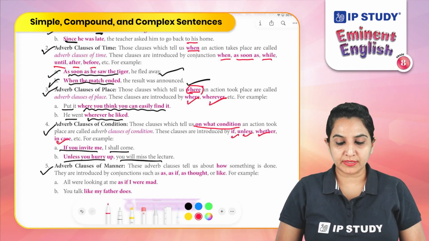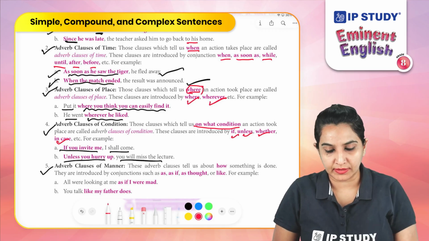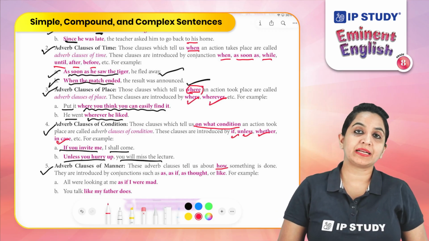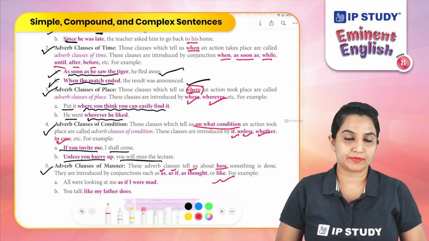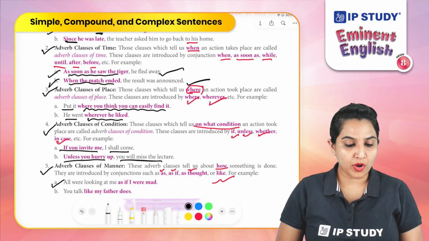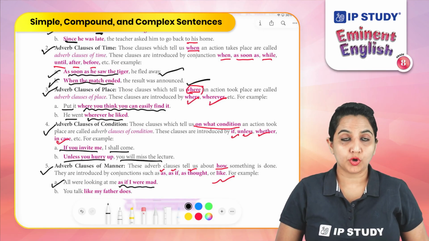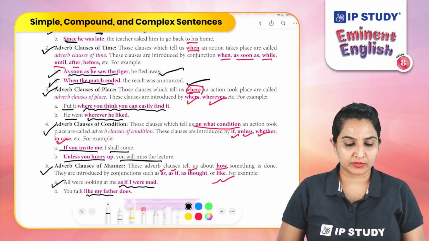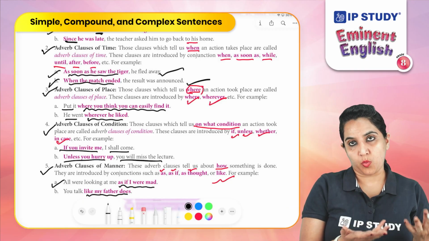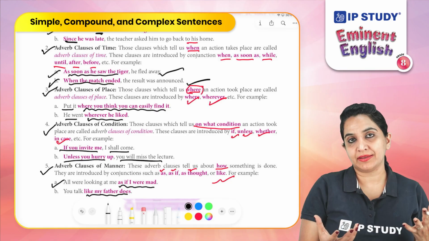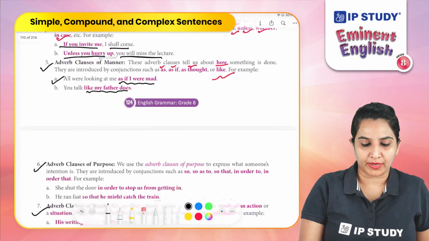Adverb clauses of manner tell us how something is done, in what manner something is done. And they are introduced by conjunctions as if, as though, or like. So, all were looking at me as if I were mad. You talk like my father. So this describes the action, like how the action was done, in what manner the action was done, or if I'm comparing, in what manner I am comparing.